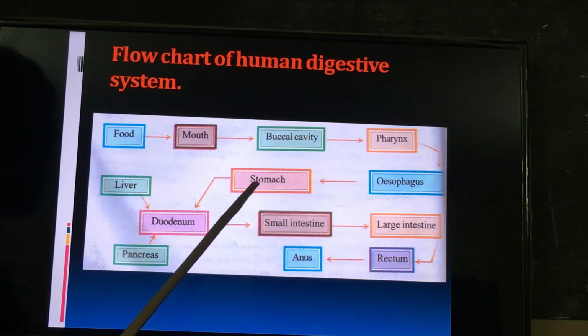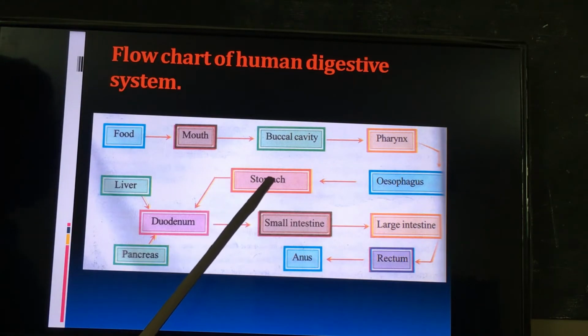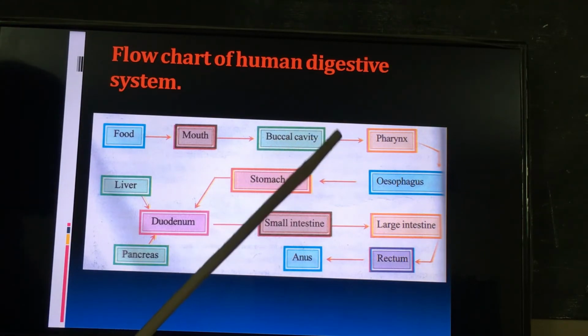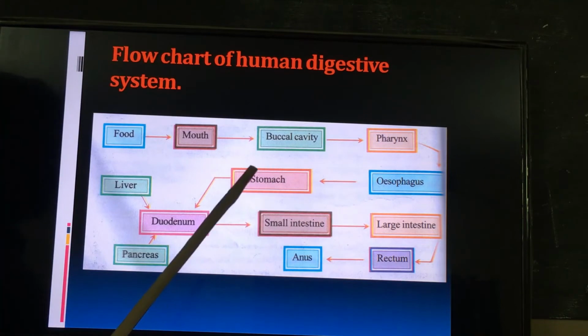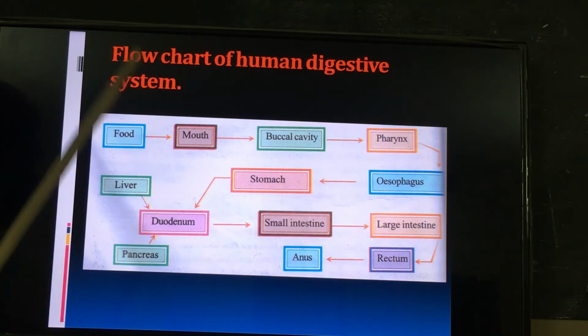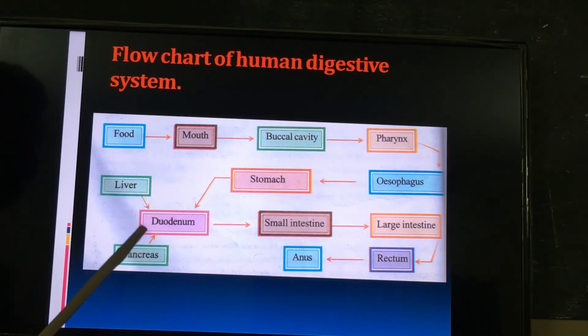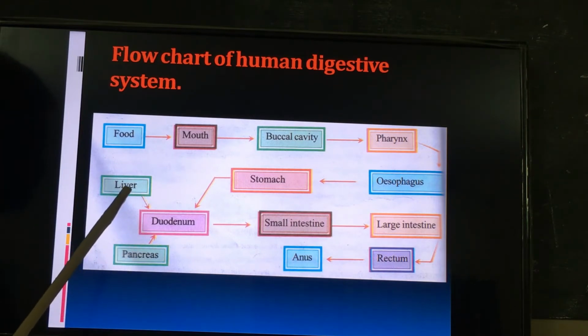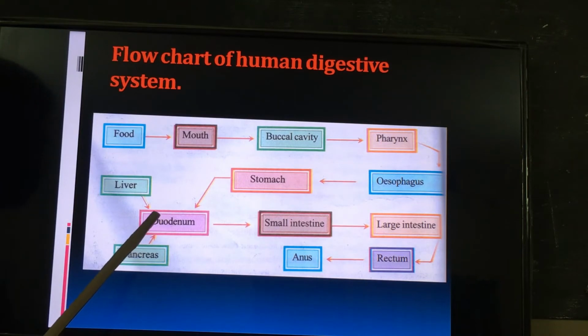See here, the stomach is a sac-like structure which releases a juice called gastric juice, as we learned. The stomach opens into the duodenum. It is a U-shaped structure. Here in the duodenum we can find two connections, one from the liver and another from the pancreas. The liver releases bile juice and the pancreas releases pancreatic juice into the duodenum.